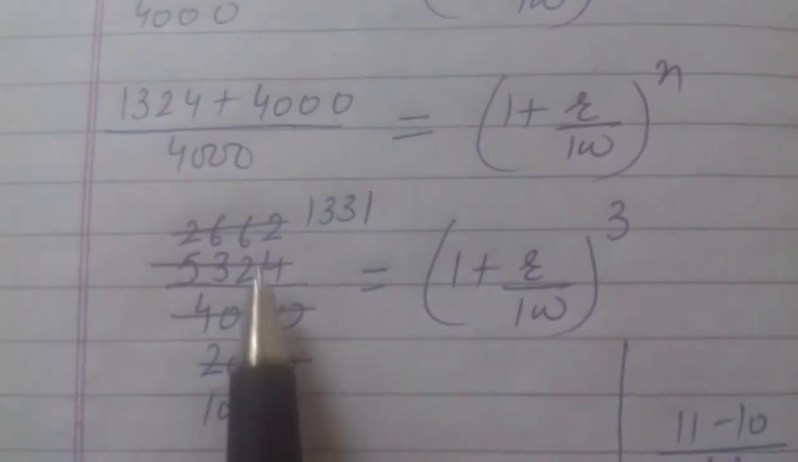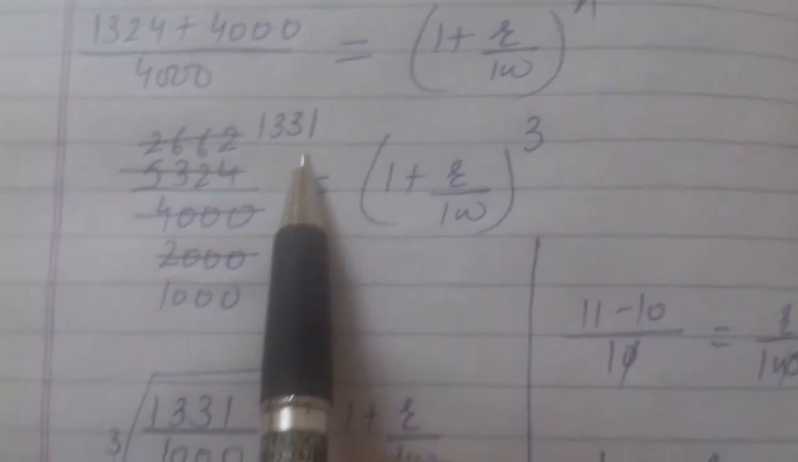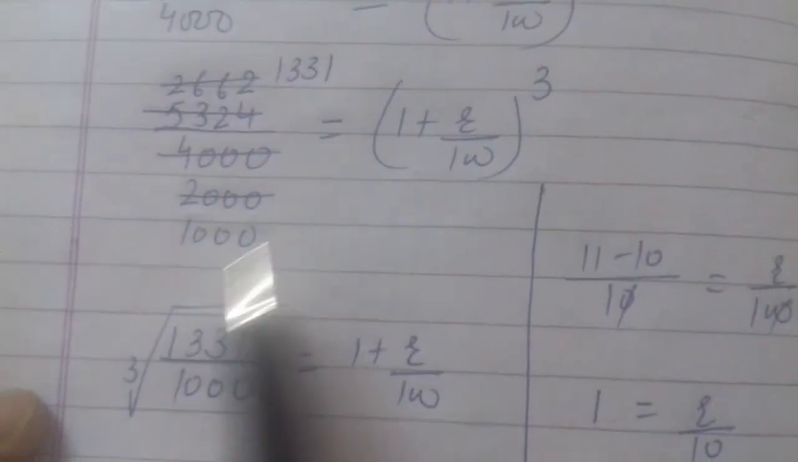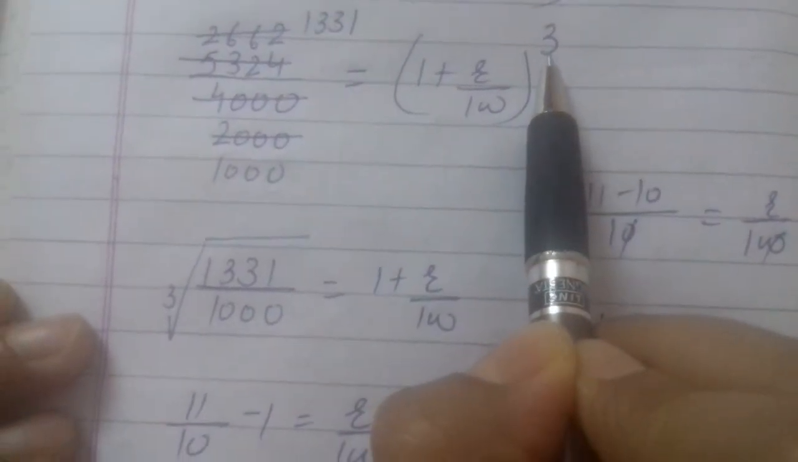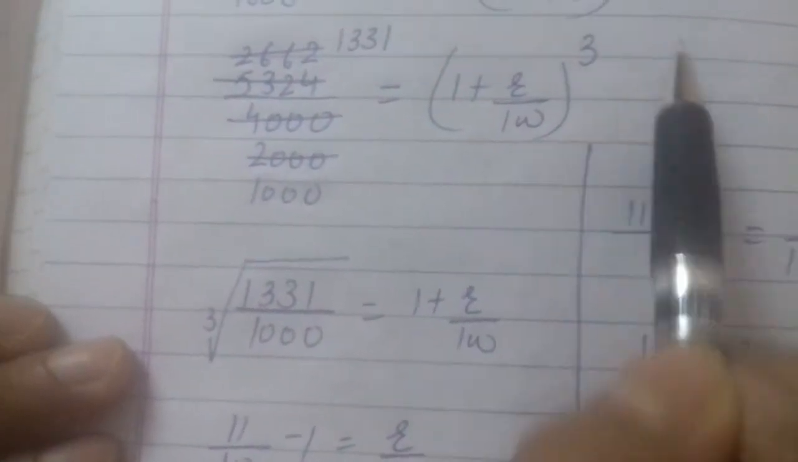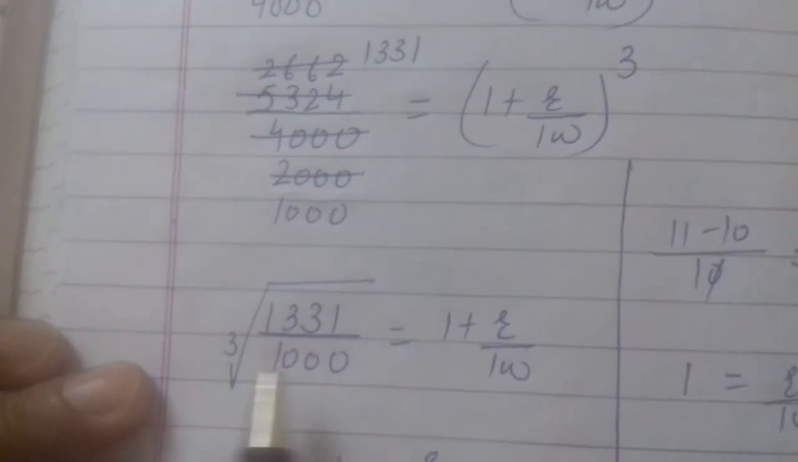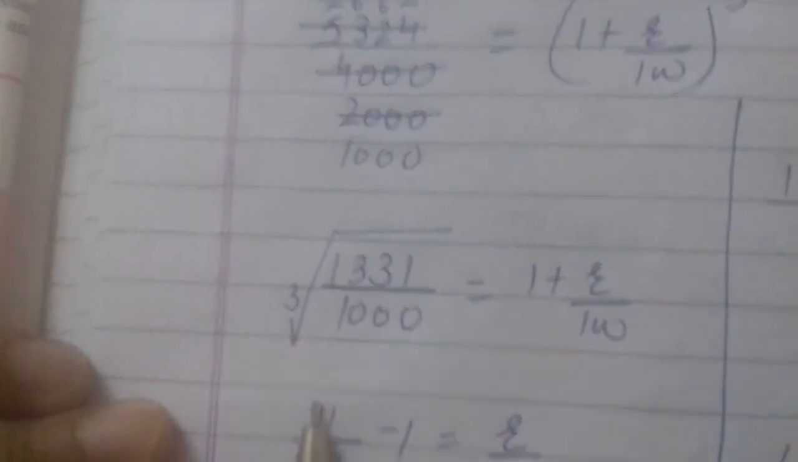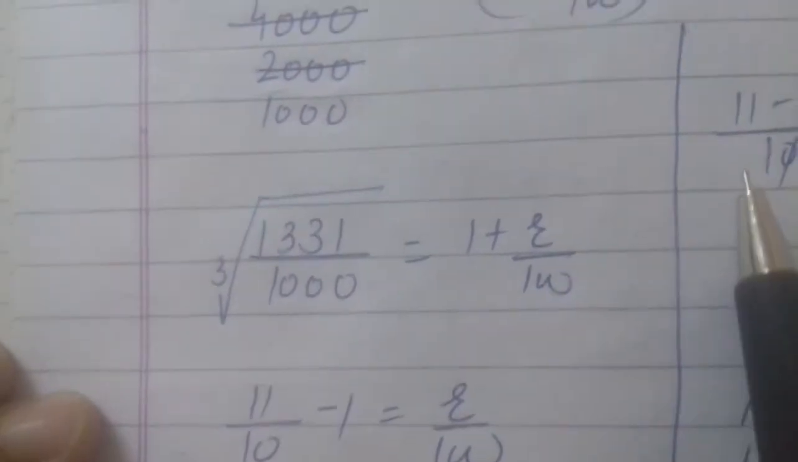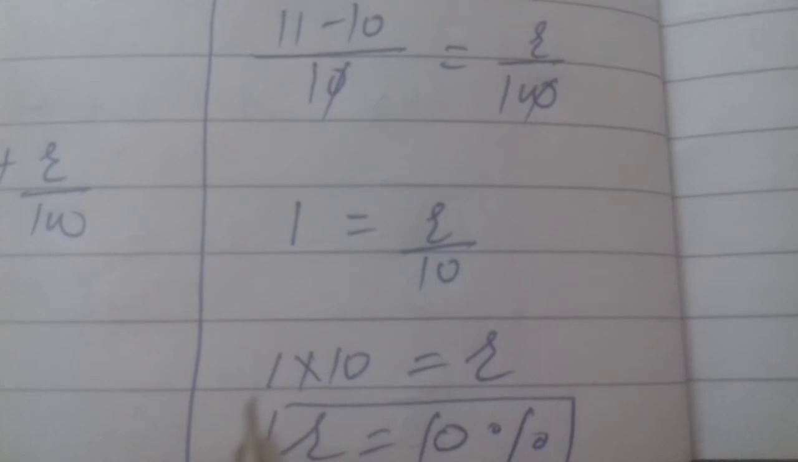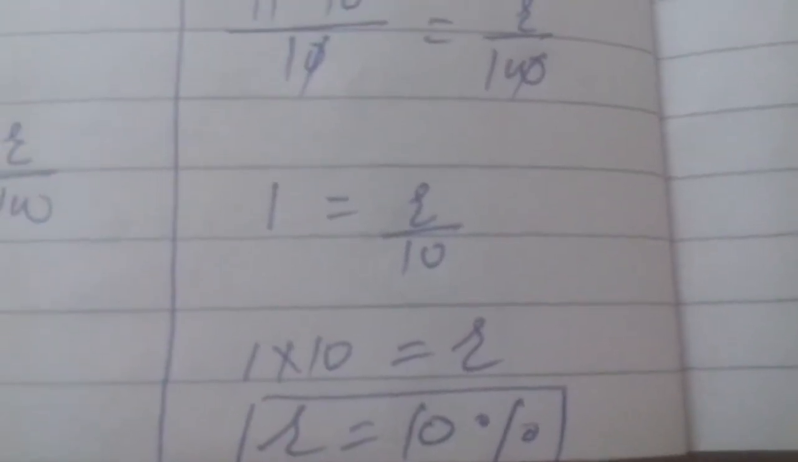Then after doing the calculation, you will get 5,324 by 1000. Then you can cut the terms. You will get 1331 over 1000 is equal to (1 plus r by 100) raised to the power 3. When you remove the cube from this side, it changes to cube root. And the cube root of this value is 11 and of 1000 is 10. Transpose 1. And then you can do the calculations. Okay, so from here the value of r is 10%.